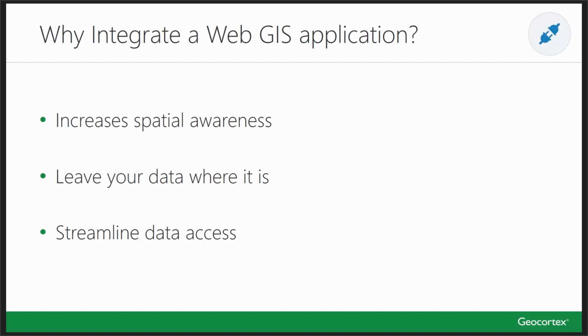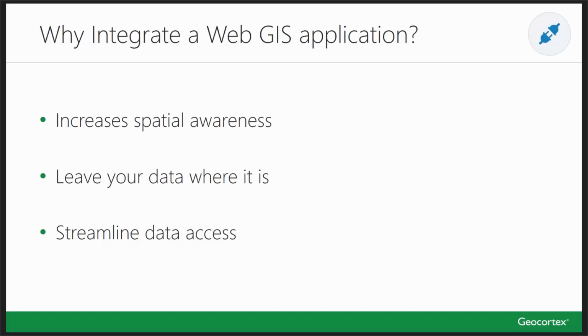So first off, why integrate a GIS application with some of your existing systems? A big one: it increases spatial awareness. Sometimes patterns can only be seen when visualizing data on the map. By integrating these key business systems with the Geocortex applications, you gain the added element of spatial awareness. In a lot of cases, a spreadsheet of data is just not enough, and spatial context is needed to make an informed decision.